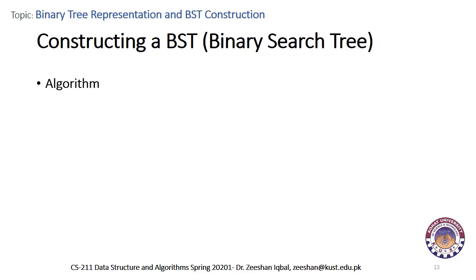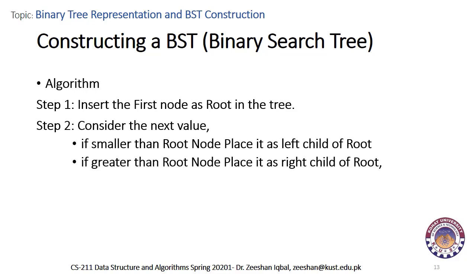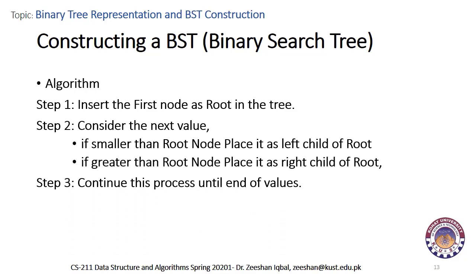Let's discuss the algorithm. We will insert the first node as the root in the tree. Let's suppose we have given values from an array. We have to insert the first node as the root in the tree. For the next value, consider if the value is smaller than the root node, place it as the left child of root. And if the value is greater than the root node, we will place it as the right child of the root node. At the next step, we will continue this step number 2 for the rest of the values.